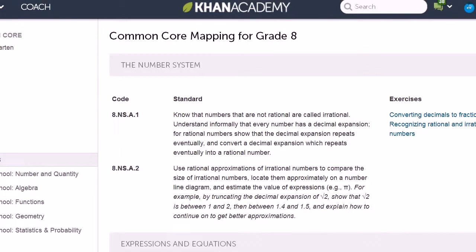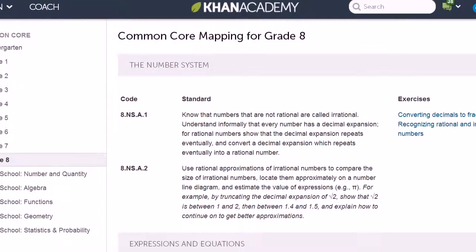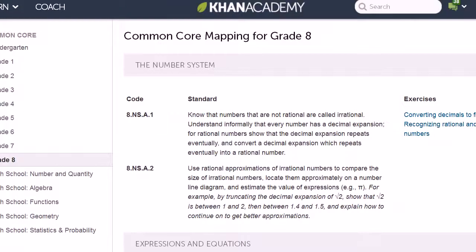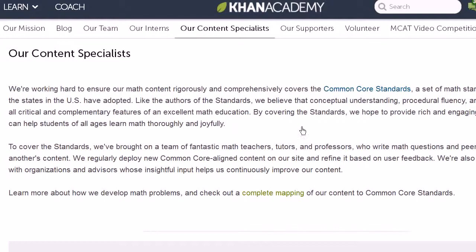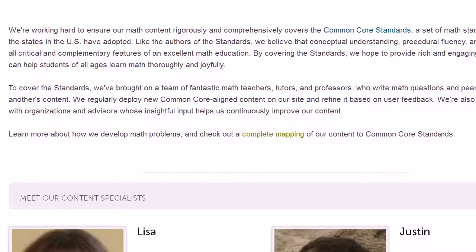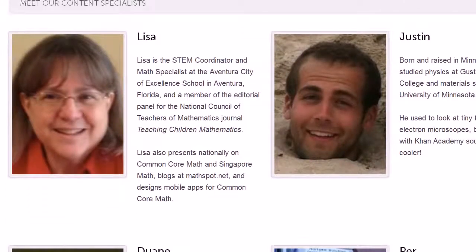We have a team of teachers, of professors, of graduate students who are working very closely with many of the authors of the Common Core itself to make sure that we intentionally create content that really hits at the conceptual spirit of the Common Core. And just as a sense of the type of team we're looking at, of the type of folks who are working on this with us, let me show you our team page. So if you go to the bottom of any Khan Academy page and you go to our content specialists, you'll go to this page right over here. And this is a sample of the folks who are working with us.